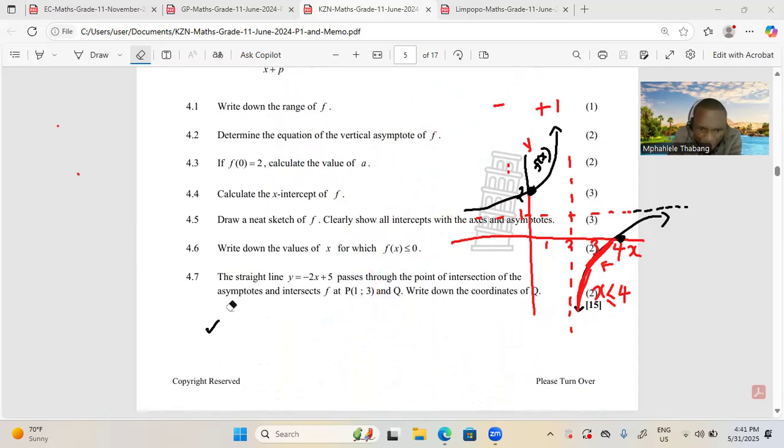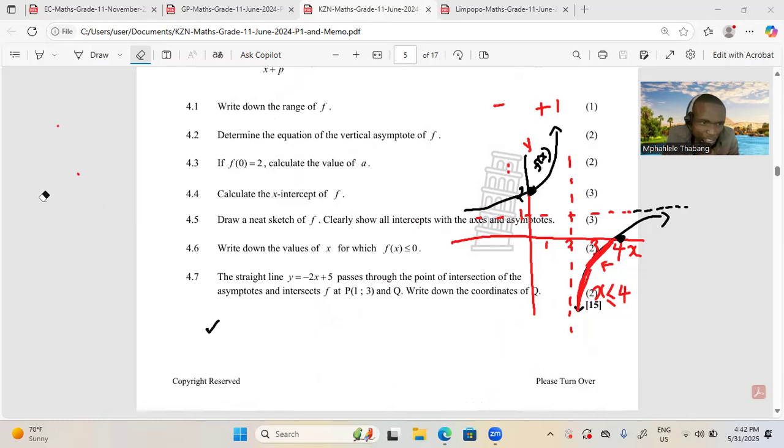The straight line y equals negative 2x plus 5 passes through the point of intersection of the asymptotes and also intersects f at P, which is (1, 3), and Q. It intersects f at two points, P and Q. Write down the coordinates of Q.